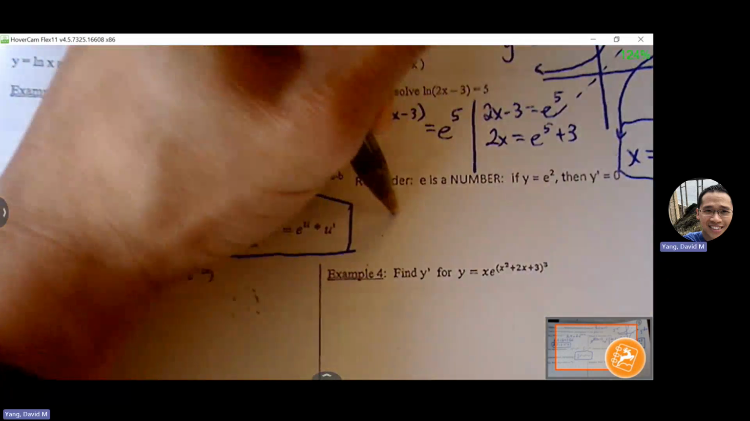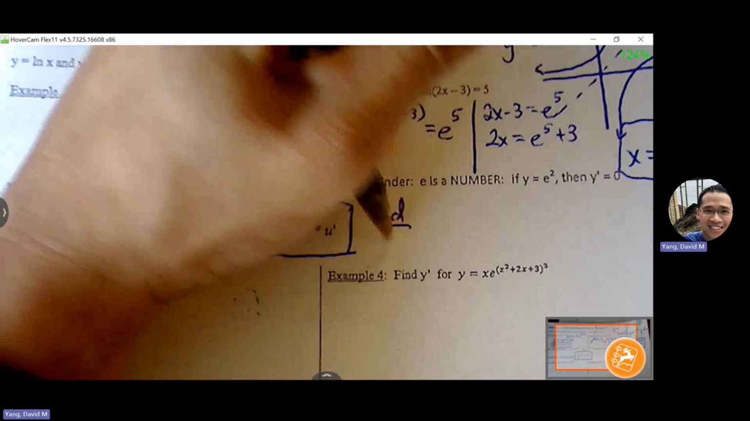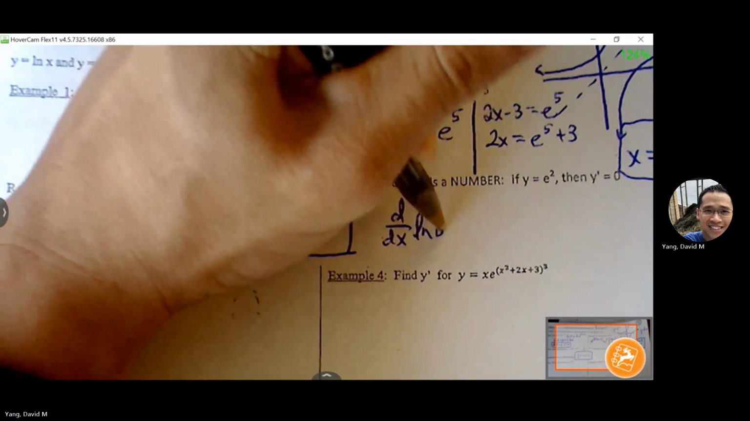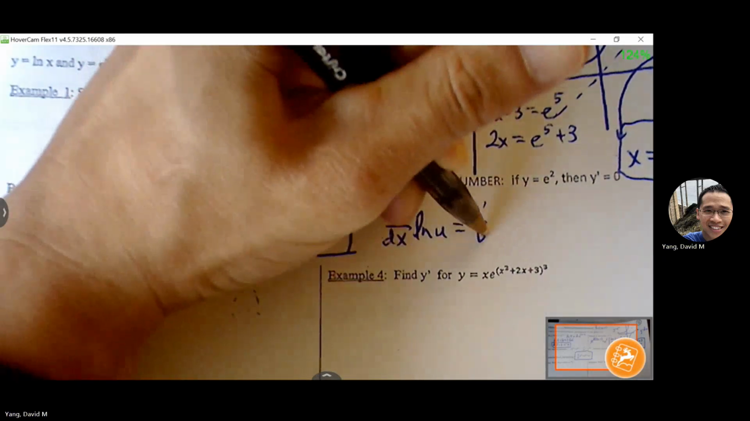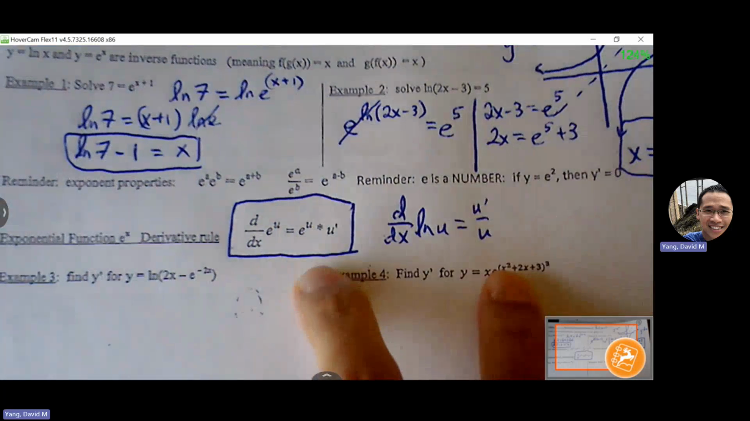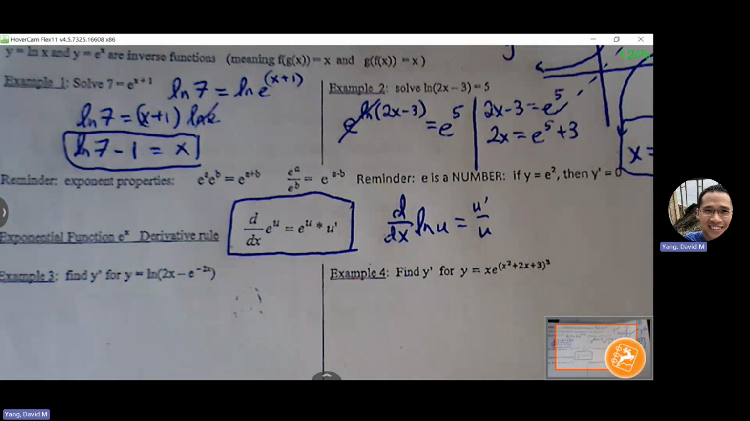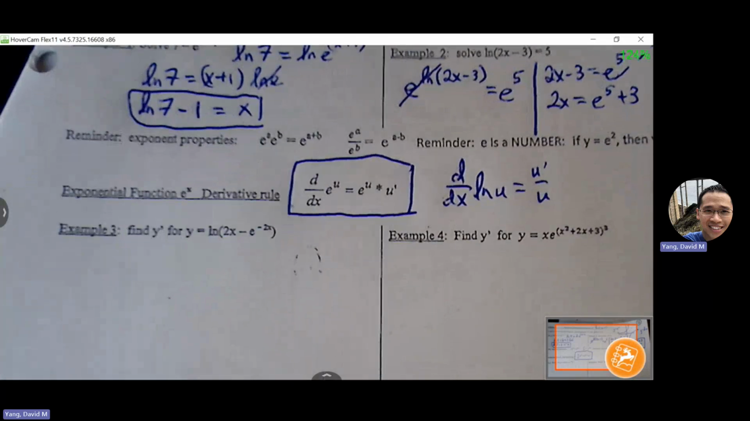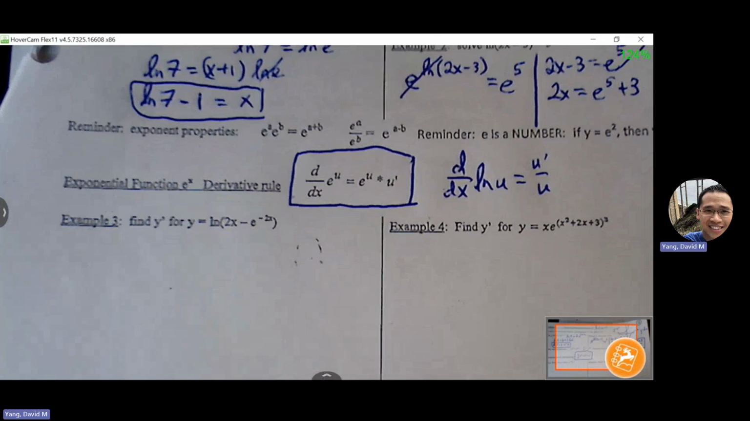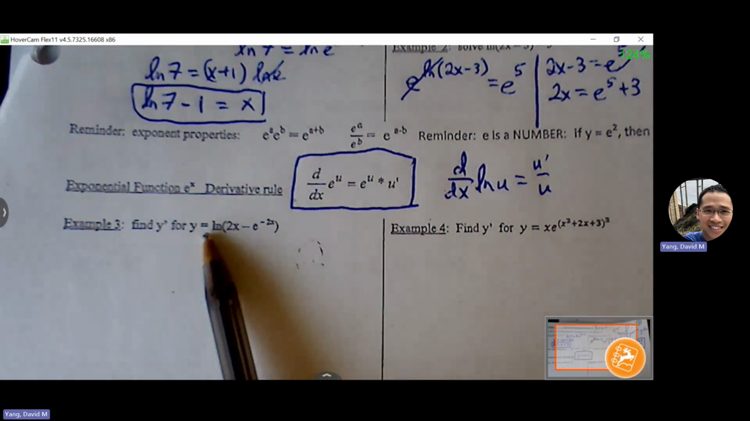Okay, so we're going to involve some previous rules as well. Every time we introduce a new derivative rule, we're going to go back and recap some of the rules that we learned in the past, whether it's product rule, chain rule, implicit, quotient rule. So we're going to revisit all those things that we learned in the second and third unit. Okay, so example 3 here.